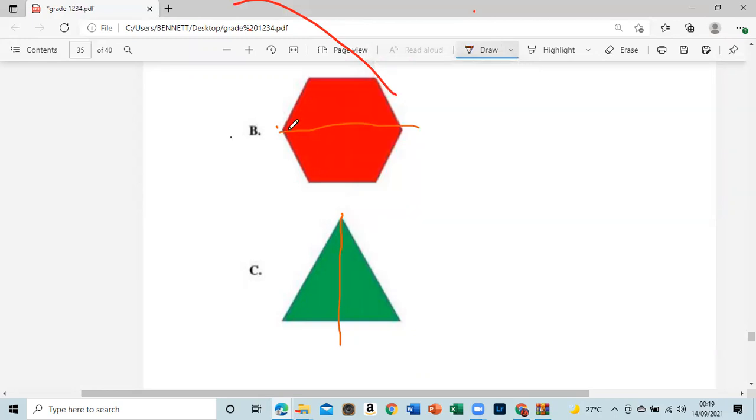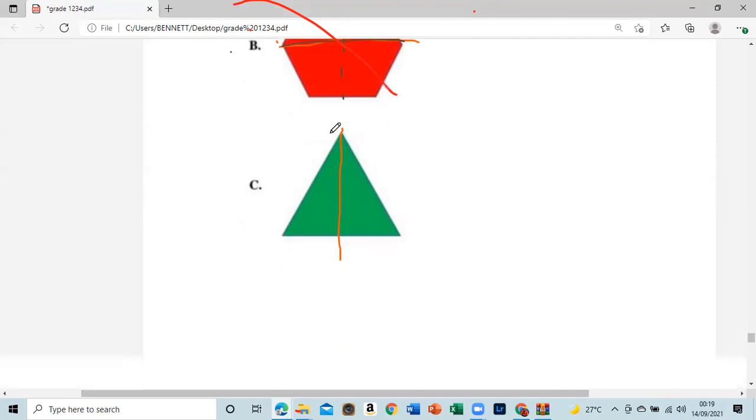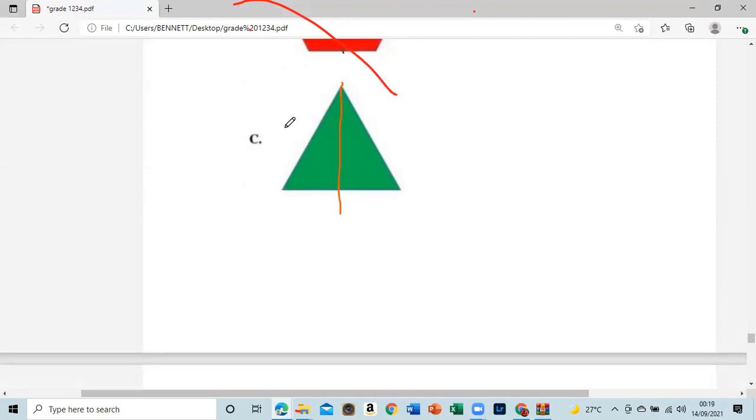So if we fold this one, it matches exactly. We can get another line of symmetry, right? You guys see any more? What about this one? Doubt it. When you fold this, will it fold exactly? Think about that, and you guys answer that in the comment section. That's very interesting. So the answer is actually C.